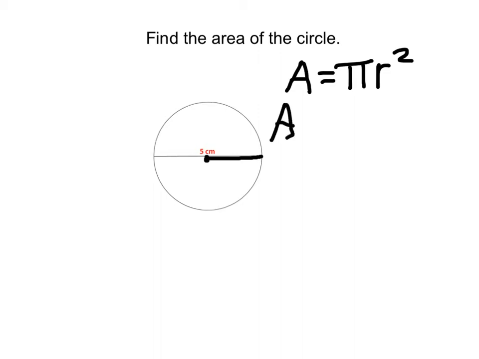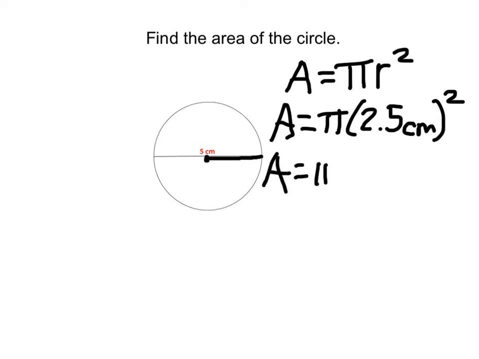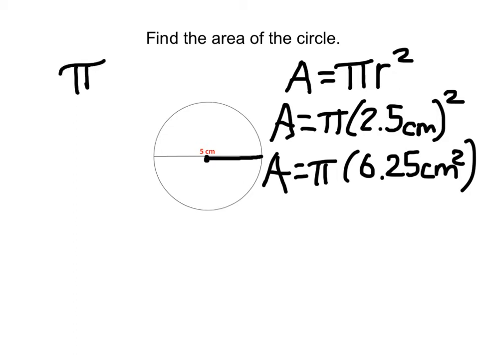So I'm going to substitute 2.5 for radius. And following order of operations, I would need to square that first. So 2.5 squared would equal 6.25. And now I have square centimeters. And then that number would be multiplied by pi. So we are going to use the approximate value of pi, which is 3.14. And remember why this is an approximate number, because pi is irrational.